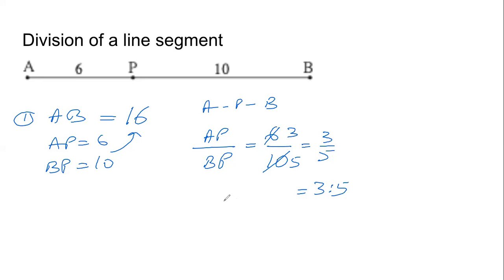Now, what the section formula will help us do is find out where this P is. Or if the ratio is given, we can find out where that P is. Or if P is given, we can find out in what ratio that point divides the line segment.